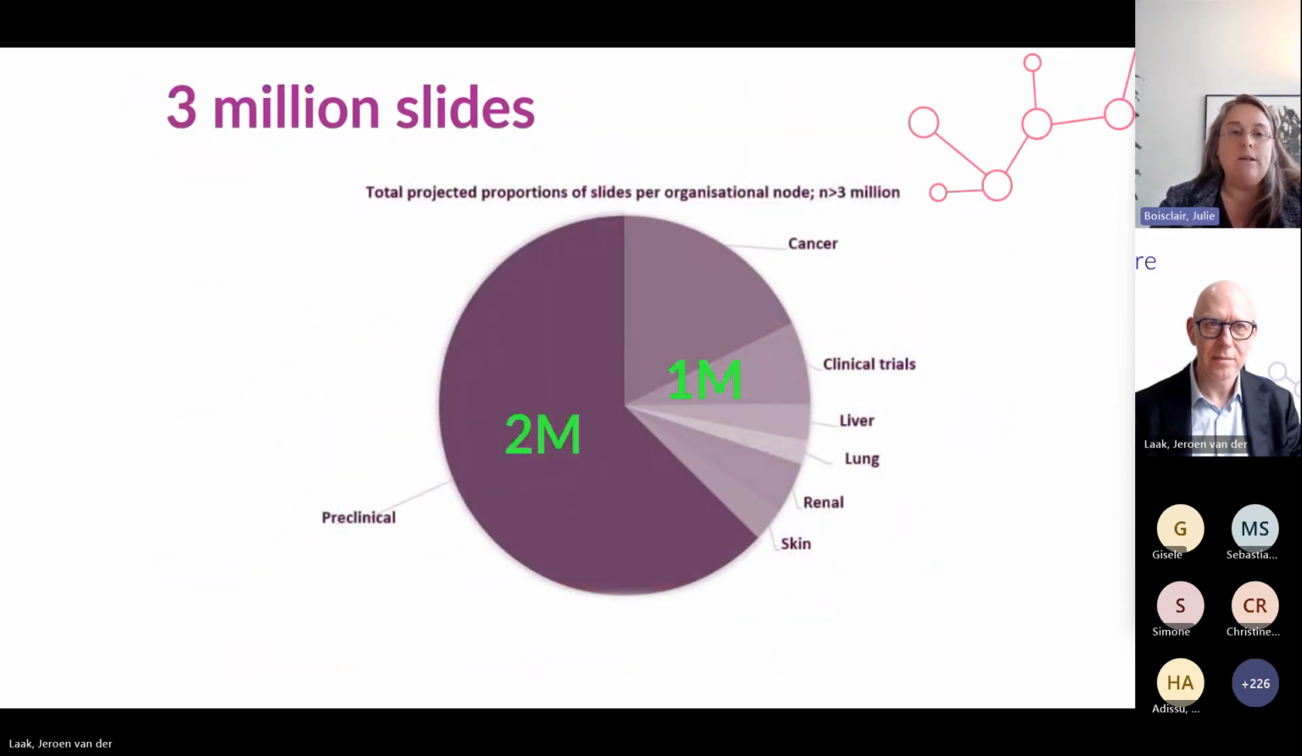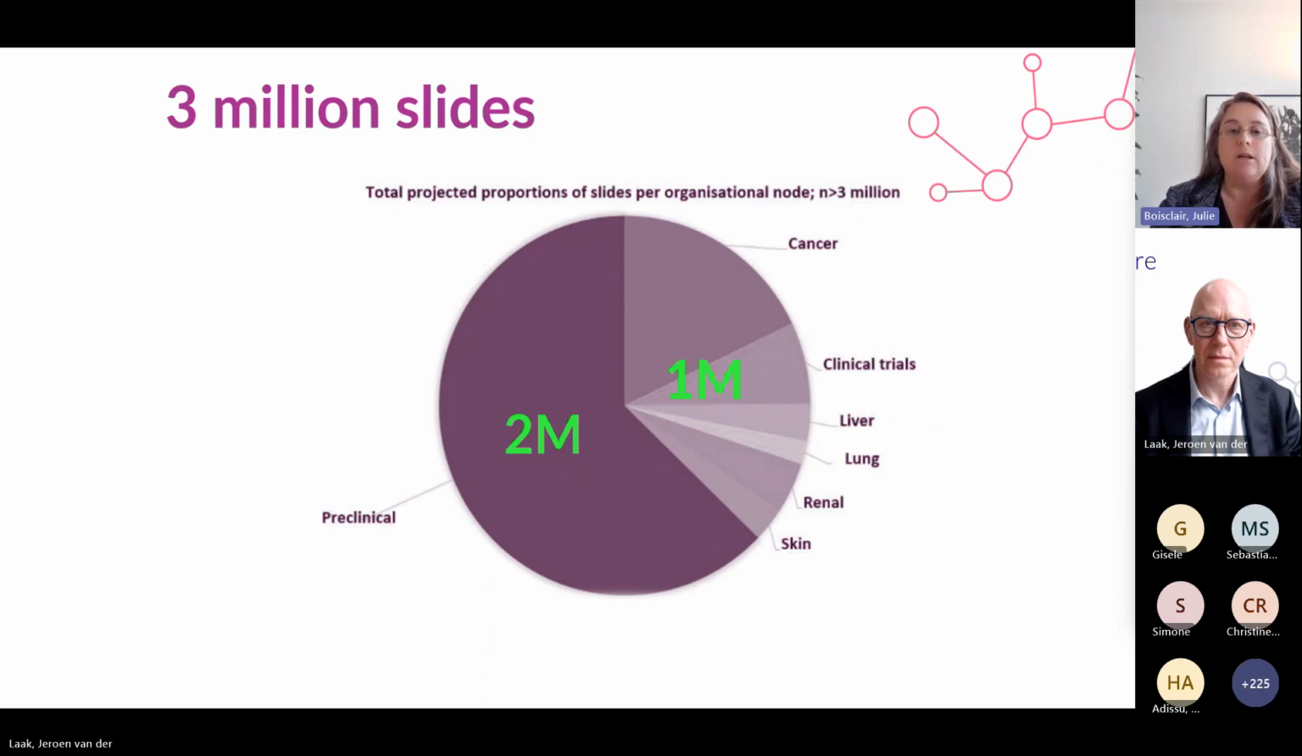So we will provide 2 million slides. We are collecting 3 million slides, 2 million of which are preclinical, so animal studies from different species that will be spanning across the 60-ish organs that we are collecting for such studies. And then for the clinical side, we have 1 million slides.